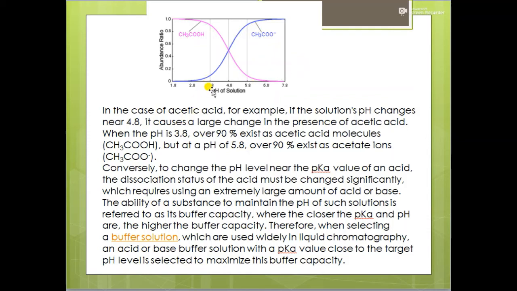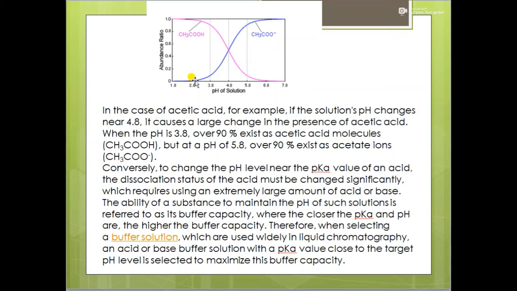Equal concentrations of CH3COOH and CH3COO minus will be found at a pH around 4.8. Between 3.8 and 5.8, the two forms will be in equilibrium. So a change in the pH happens near the pKa value of an acid.